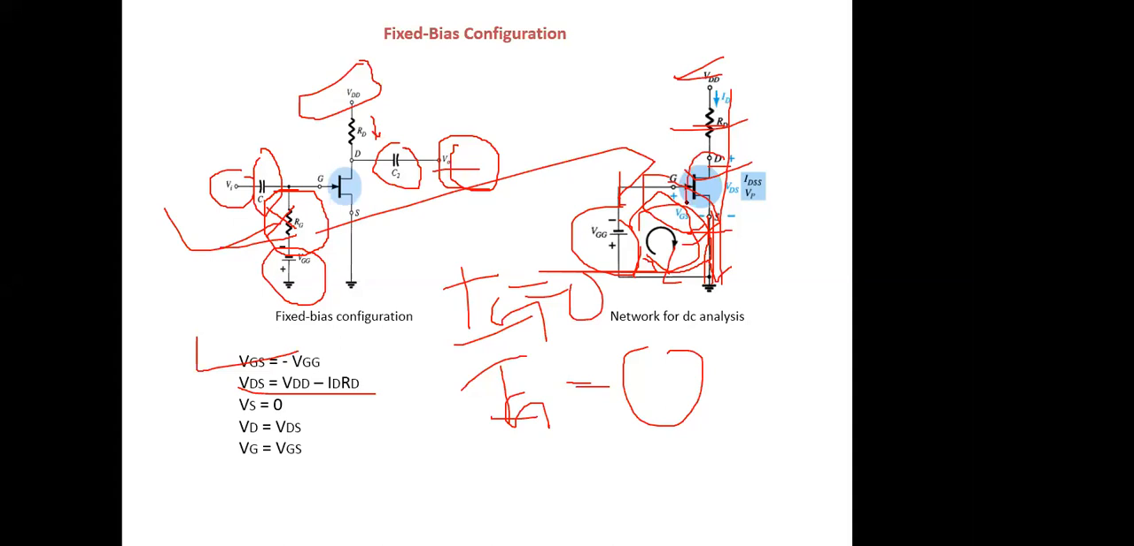Now if I am making the equation of VDS from that, what will be there? It is VDD minus IDRD. Vs, that is source voltage, will be 0.